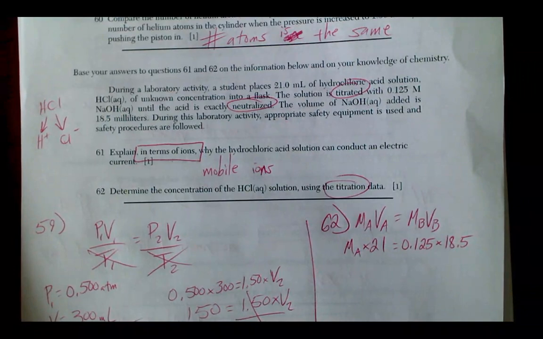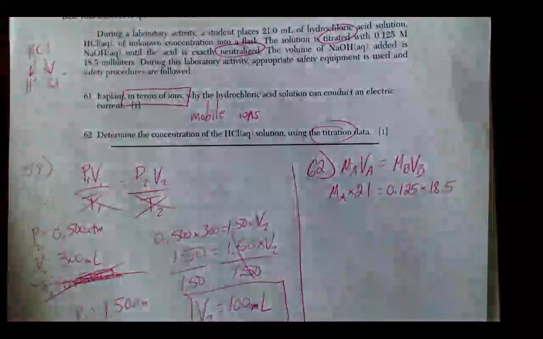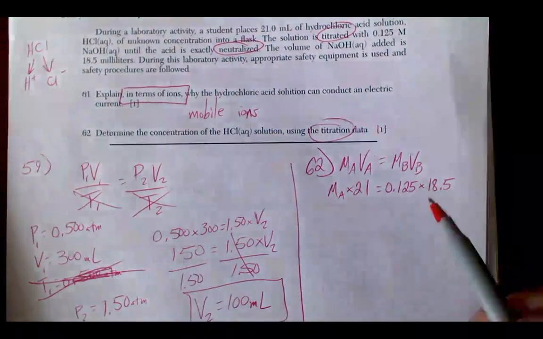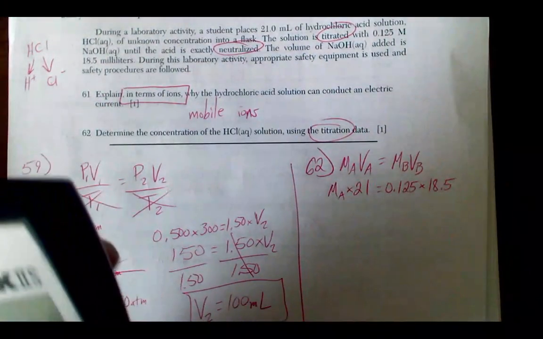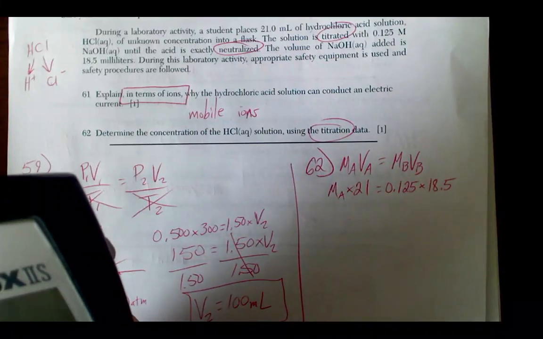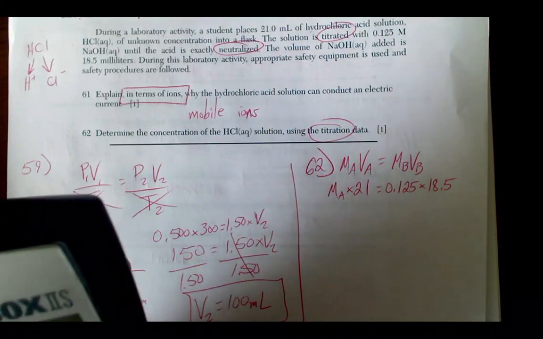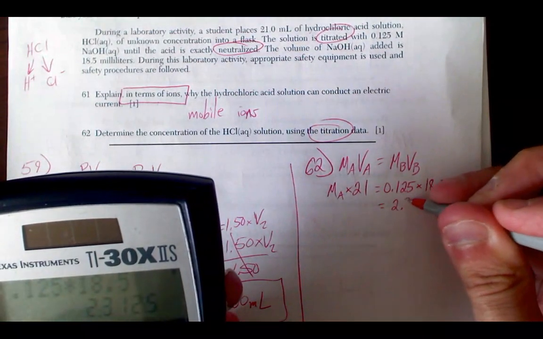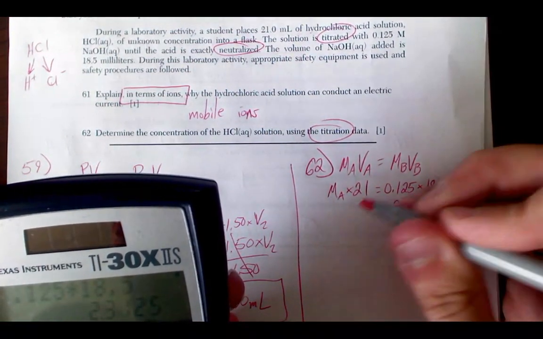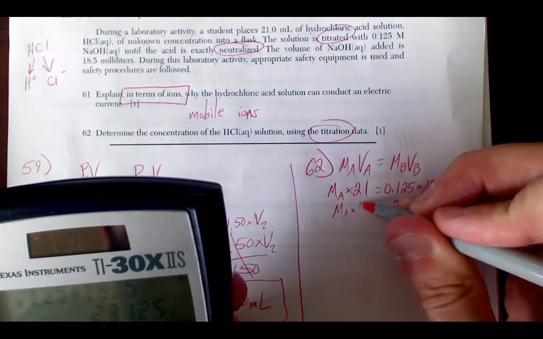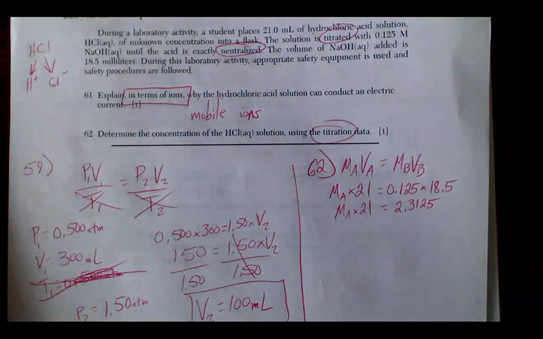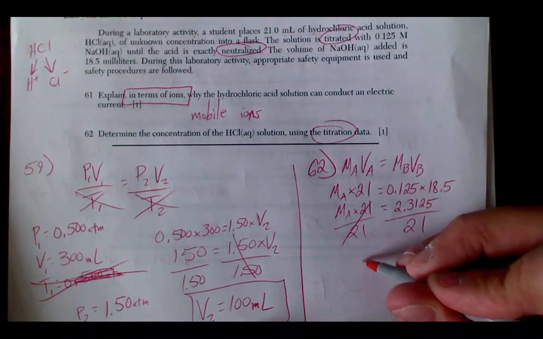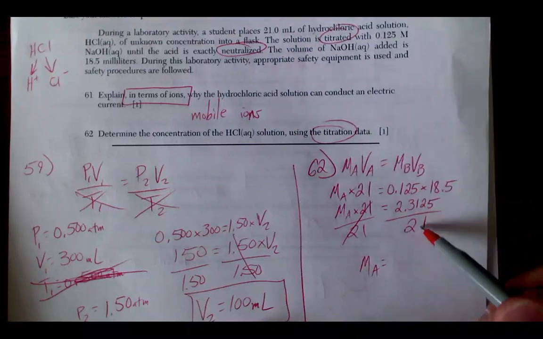And now I just cross multiply and find that unknown one, not unlike what we did in this question over here. So Ma times 21 is going to equal 0.125 times 18.5. Let's put those numbers in our calculator. I'm going to do 0.125 times 18.5. And that's going to give me 2.3125 on the right side of the equal sign. And still Ma times 21 on the left. That didn't change at all. I want to get Ma by itself, so I'm going to divide by 21. It cancels out. Divide by 21 over here. And Ma is going to be equal to whatever this answer is.